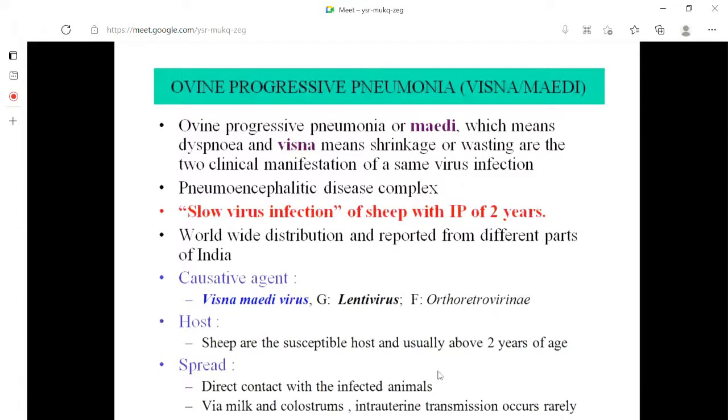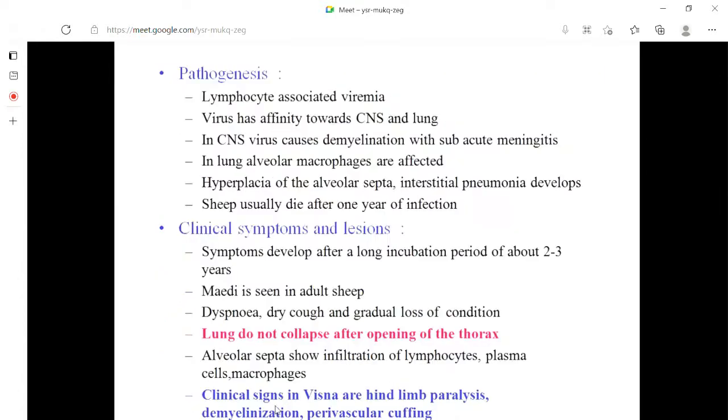So the causative organisms, the sheep, are affected and can be transmitted by direct contact with infected animals. Even aerosol transmission is speculated. And through milk and colostrum, the virus can be transmitted. Intrauterine transmission rarely occurs. So it is again cell associated. If cell transmission occurs through certain injury, then virus transmission may occur. However, droplet is an established mode of transmission of Visna-Medi.